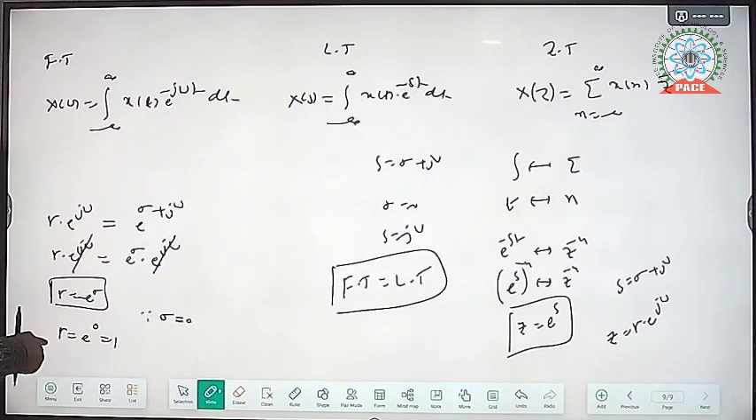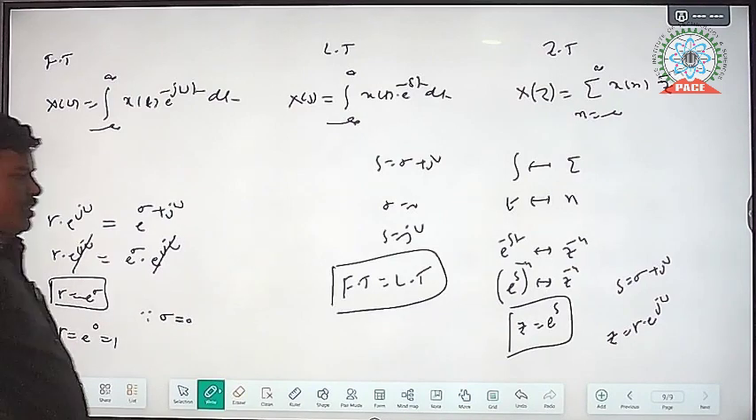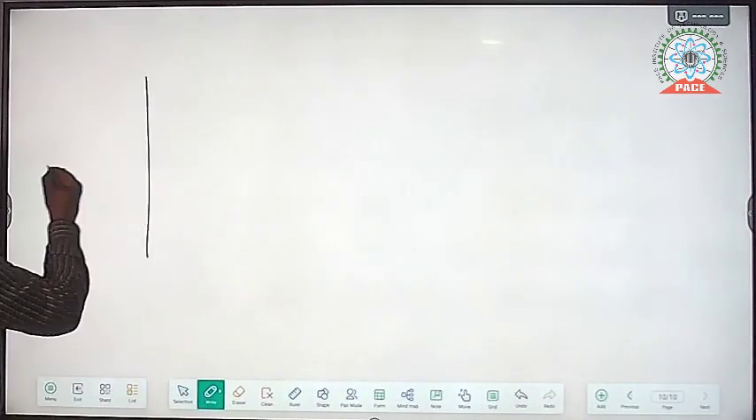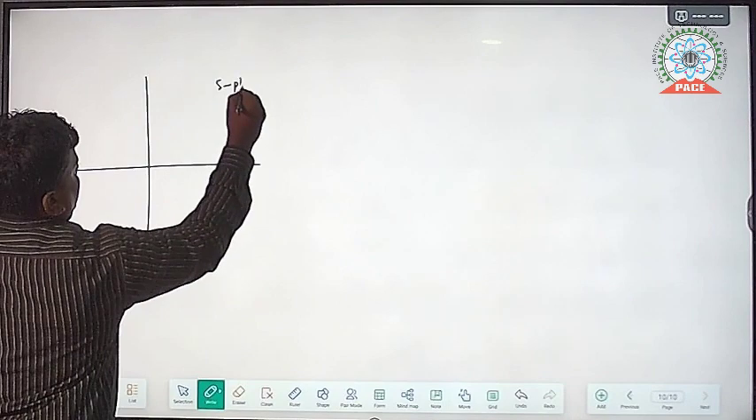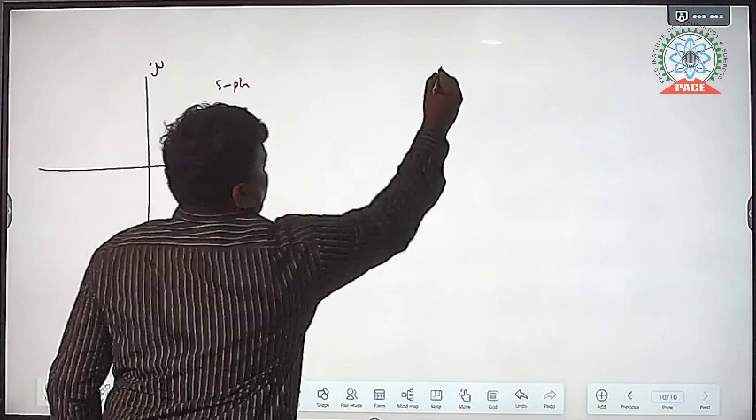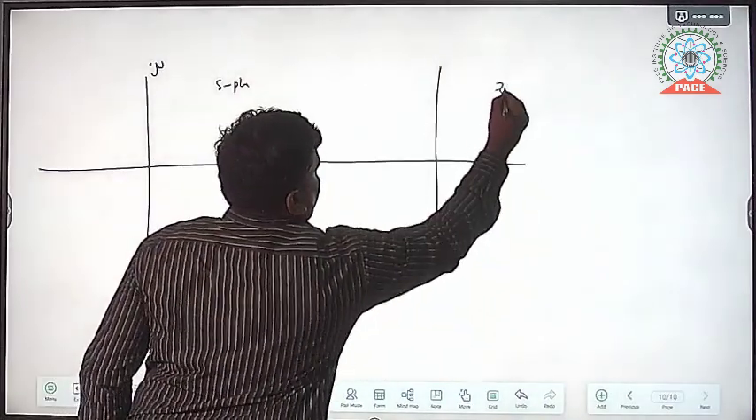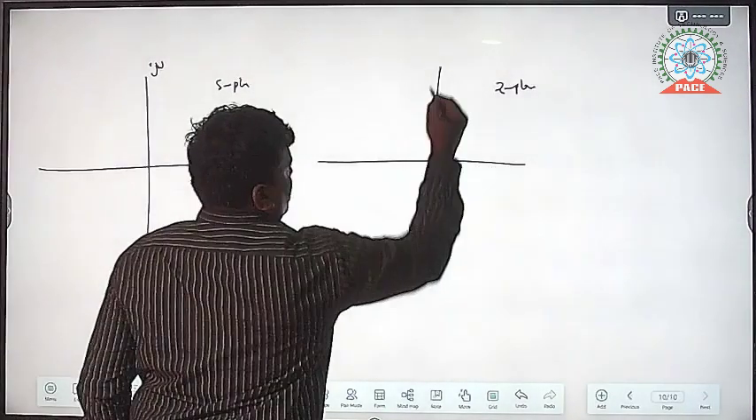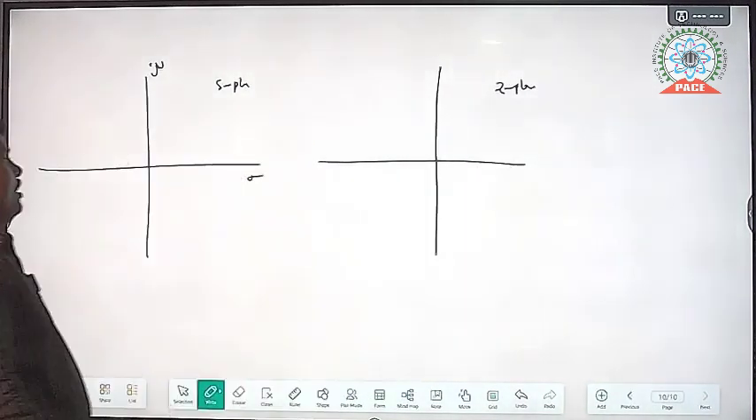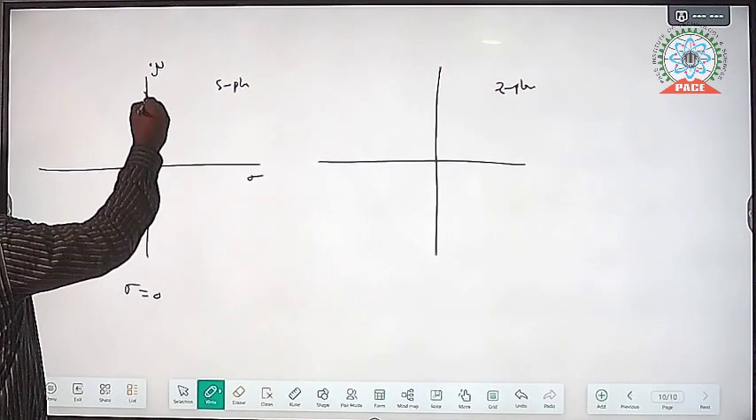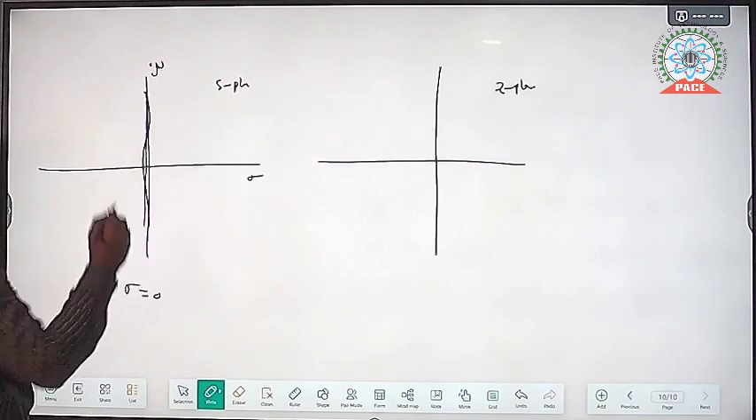In the s plane, this is sigma and this is j omega. Next, the z plane: this is the real part and this is the imaginary part, real part of z and imaginary part of z. At sigma equal to 0, this is a vertical strip. Suppose sigma equal to 1, sigma equal to 3, these are the vertical strips.